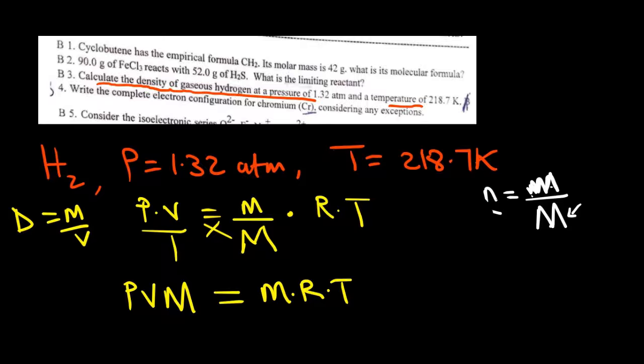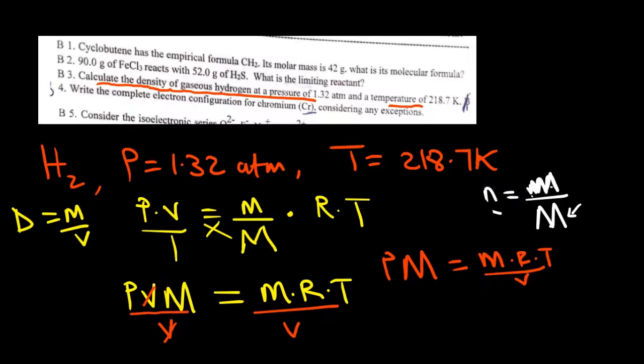So we want to manipulate this formula such that we have a mass over volume somewhere. What are we going to do? We are first of all going to divide by V both sides. So the V here and the V will go. We're going to remain with the pressure multiplied by molar mass is equal to mass multiplied by R multiplied by T divided by V.